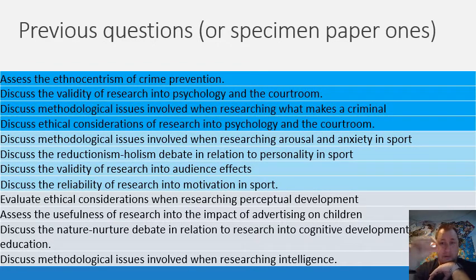So we're in the dark blue ones at the top. So assess the ethnocentrism of crime prevention. That was horrid. Discuss the validity of research. Discuss methodological issues. Discuss ethical issues. So they can be really specific. We can't really plan them, so we have to know what the debates are and then come up with the answers. And that's why we've done the debates before we've tackled these questions in more detail. Okay, so some are harder than others. There's no two ways about it.